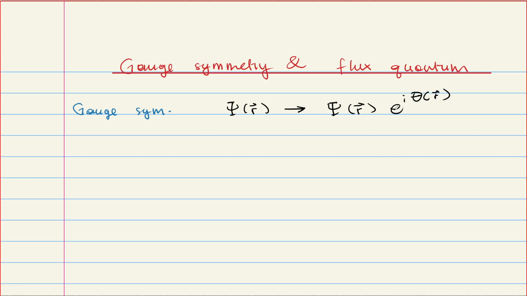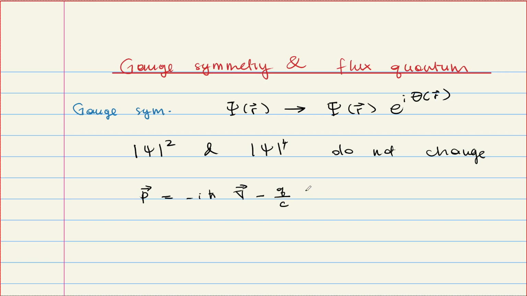And what we need to do is, of course, if we have this term and this term, they do not change because they are phase independent. But we need to think about the gradient term. For the gradient term, I remind you the momentum operator is minus i h bar del minus q over c A. I will show you the argument why q is 2e today, but for the moment let's take it to be 2e.